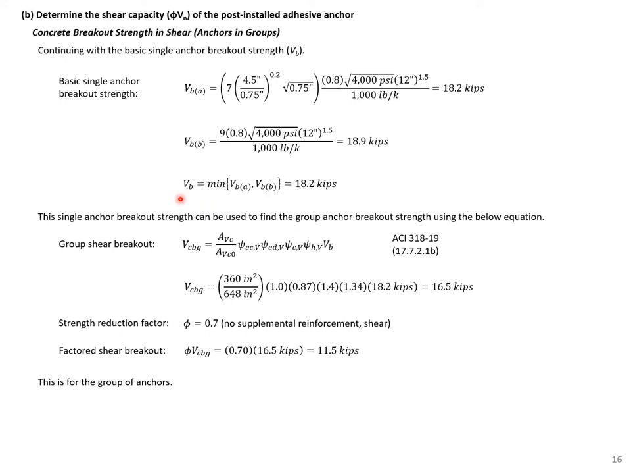We can plug this V sub B into our equation for our group shear breakout, V sub CBG, which we can find as shown here. And we'll see our group shear breakout is equal to 16.5 kips. Our phi factor, our strength reduction factor, for this failure mechanism where we have no supplemental reinforcement is equal to 0.7. So our factored shear breakout, 0.7 times 16.5, will give us a value of 11.5 kips. And note that this is for the group of anchors. So this is the factored shear breakout strength for our group of two anchors.